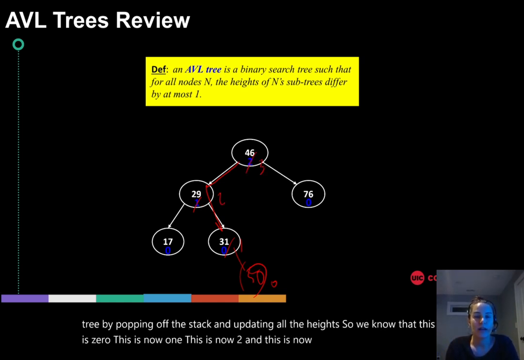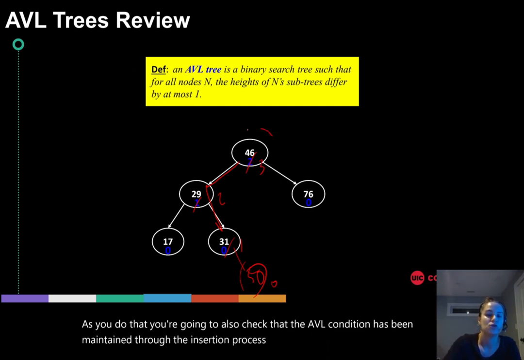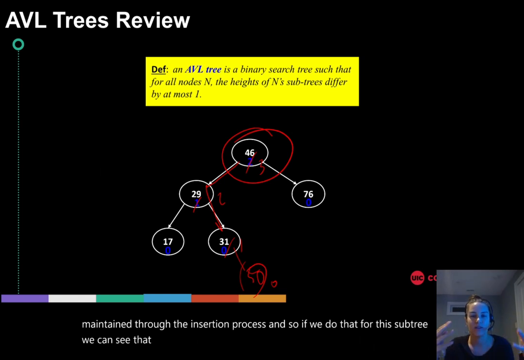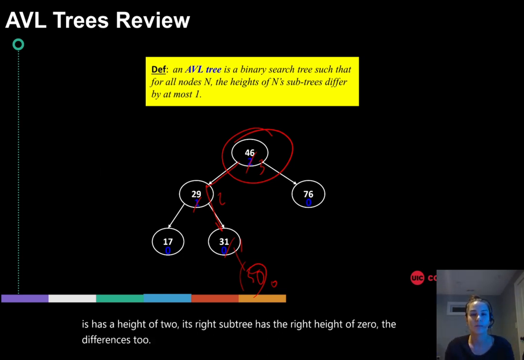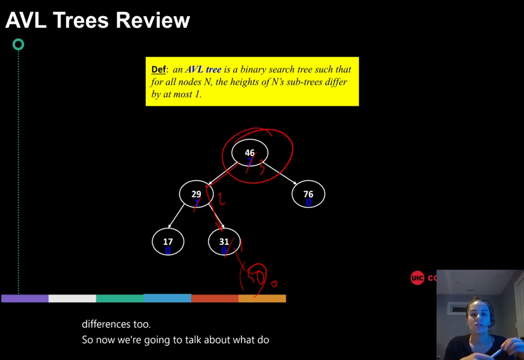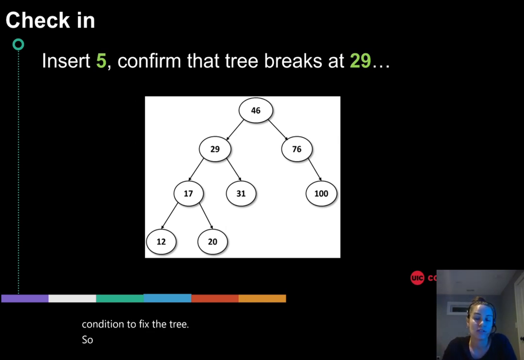But as you do that, you're also going to check that the AVL condition has been maintained through the insertion process. If we do that for this subtree, we can see that at the root node, the AVL condition breaks because its left subtree has a height of 2 and its right subtree has a height of 0, so the difference is 2. So now we're going to talk about what we do once we have broken the AVL condition, to fix the tree. We're going to use this example for this whole video.